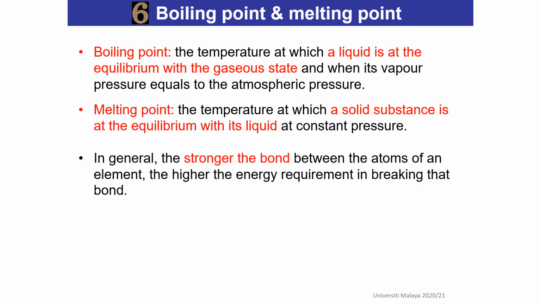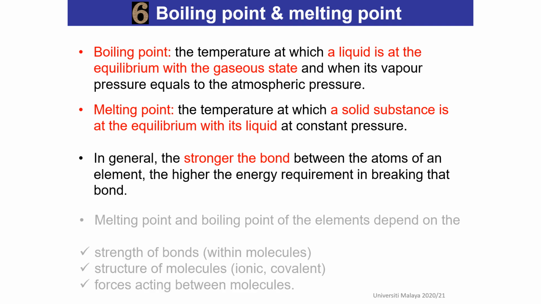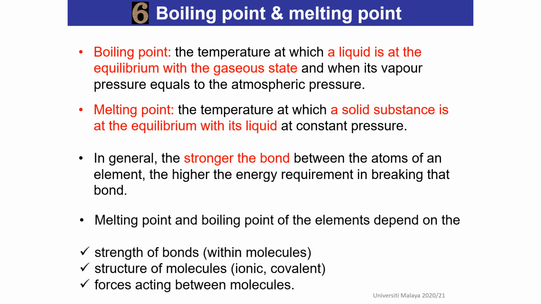In general, the stronger the bond between the atoms of an element, the higher the energy requirement in breaking that bond. So the melting point and boiling point of the elements depend on, number one, the strength of the bonds within the molecules, the structure of the molecules itself, whether it is ionic molecules or covalent molecules, and also the forces acting between the molecules.